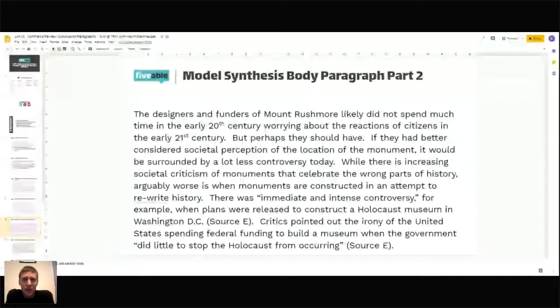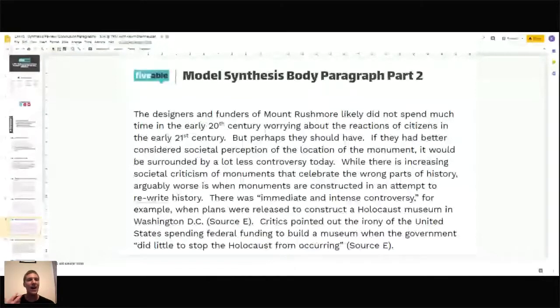So the designers and funders of Mount Rushmore likely did not spend much time in the early 20th century worrying about the reactions of citizens in the early 21st century. But perhaps they should have. This is clearly my opinion. If they had better considered societal perception of the location of the monument, it would be surrounded by a lot less controversy today. While there is increasing societal criticism of monuments that celebrate the wrong parts of history, arguably worse is when monuments are constructed in an attempt to rewrite history. Okay, that was a transitional sentence to connect source C and E. I'm going to shift to source E.